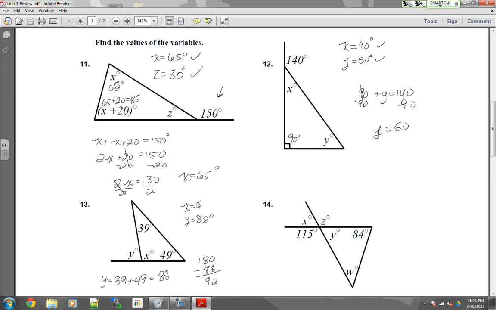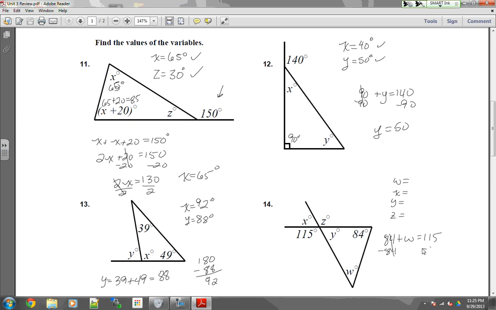All right, now here we have four variables to find. We need to find w, x, y, and z, maybe not necessarily in that order. So we know that 84 plus w is going to have to equal the 115. So let's take care of that. 84 plus w equals 115, minus the 84 from both sides. So that means w equals 31. So w is 31 degrees.